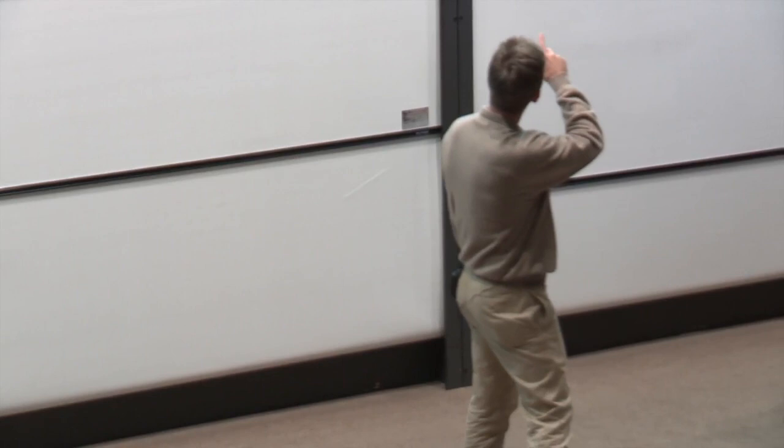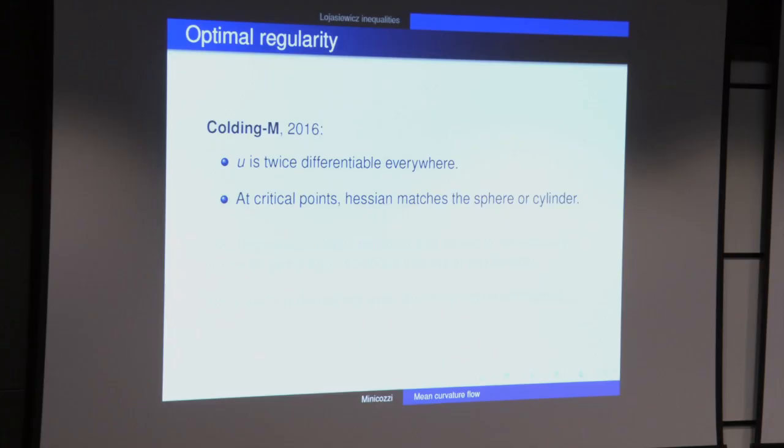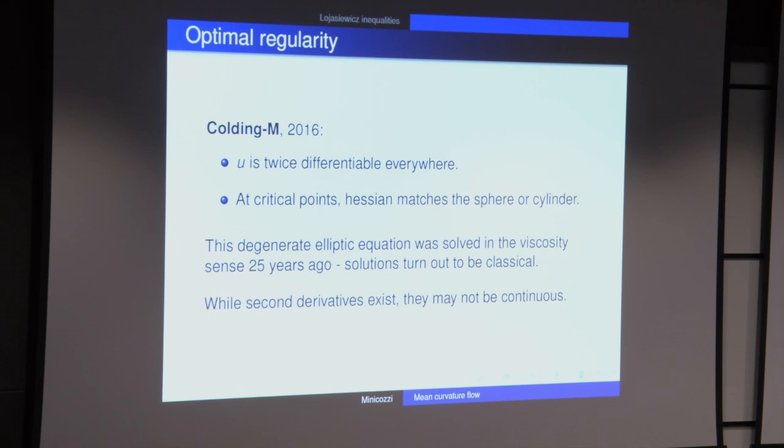So Toby and I showed that, in fact, it's always twice differentiable. So the second derivatives exist at every point. And at critical points, the critical points for the arrival time function are the same as singularities for the flow. Since it's a critical point, there's no first order term. The second order Taylor polynomial comes from either the sphere or the cylinder. So that's what the second order Taylor polynomial is at those critical points. And so in fact, this thing that was solved weakly is actually a classical function, it's twice differentiable. And as I said, even though the second derivatives do exist, they may not be continuous. So this is twice differentiable, but not necessarily C2.